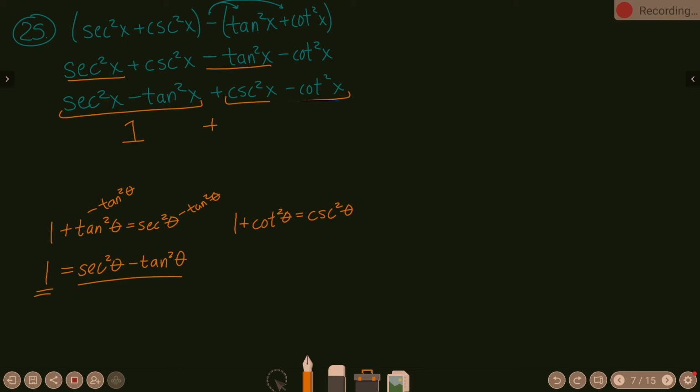Can I finagle it? And I can. If I subtract cotangent squared theta in my identity, I can get the fact that 1 is going to be equal to cosecant squared theta minus cotangent squared theta. So right there, cosecant squared minus cotangent squared is equal to 1. What do I have up here? Cosecant squared minus cotangent squared, which is equal to 1.